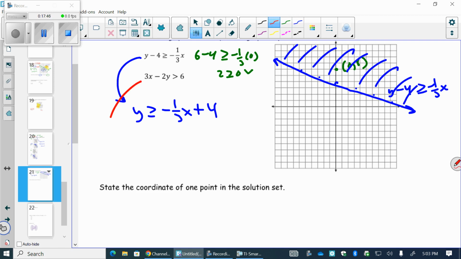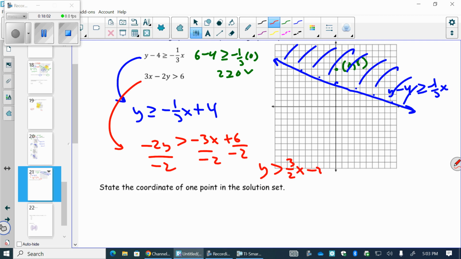For the second line, I'm going to move the 3 over, so I'll get -2y is greater than -3x plus 6. Divide by -2, divide by -2, divide by -2. y is greater than positive 3/2 x minus 3. So I'll start here, and I'll go up 3 over 2, up 3 over 2. That's not correct, actually. There it is. Go down 3 back 2, down 3 back 2. Dotted line, because it just says greater than.